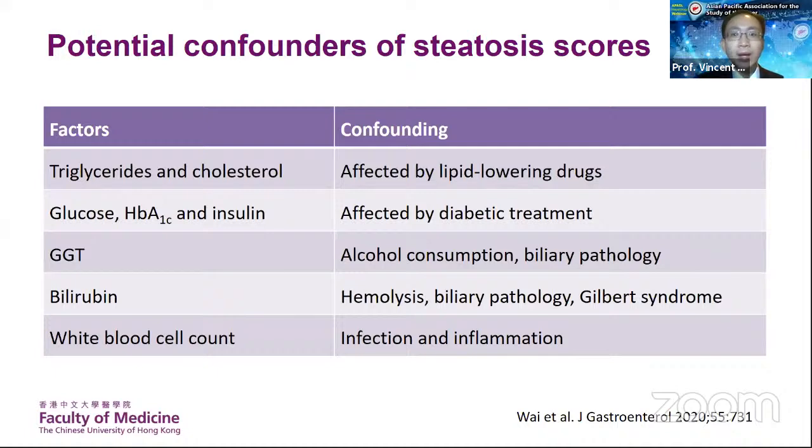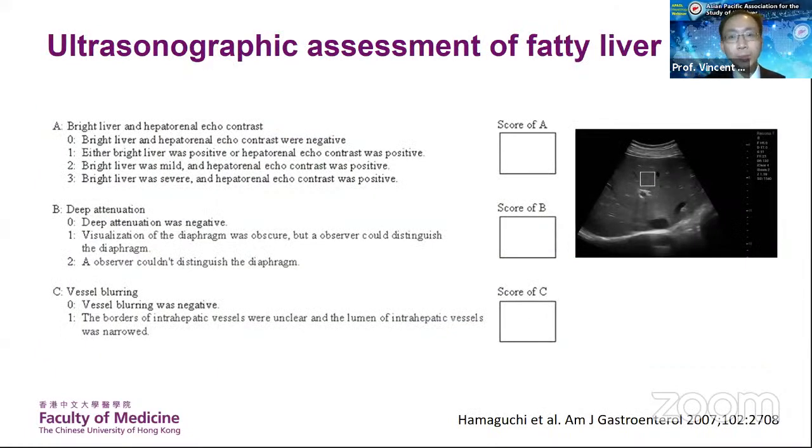In real-world practice, abdominal ultrasonography is the most common test for the diagnosis of fatty liver. Typical features of fatty liver include bright liver echo texture with high hepatorenal echo contrast, deep attenuation of the ultrasound signal, and blurring of the blood vessels. These features stem from the fact that ultrasound energy is dissipated more rapidly in a steatotic liver. In fact, Professor Hamaguchi from Japan combined these factors and came up with a score for a more consistent diagnosis of fatty liver.